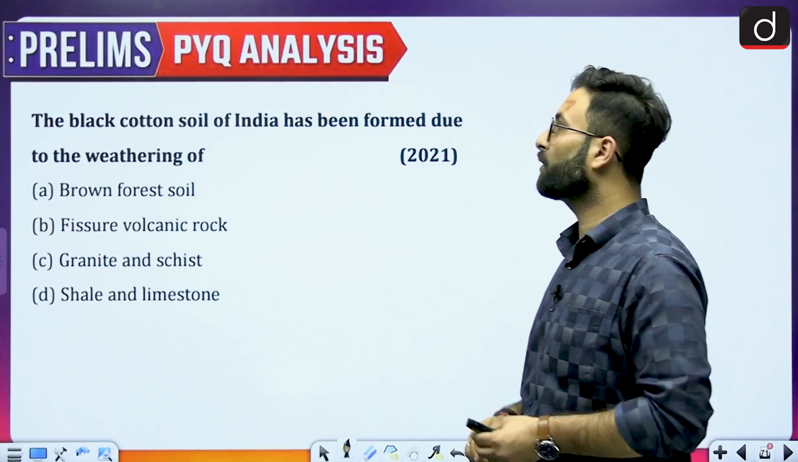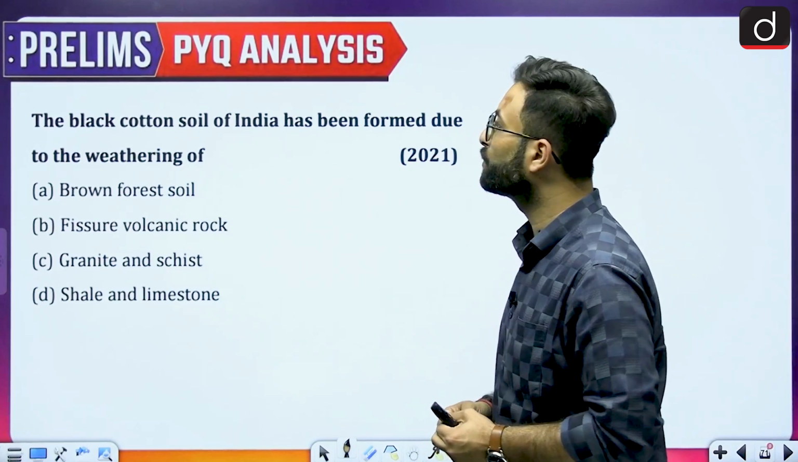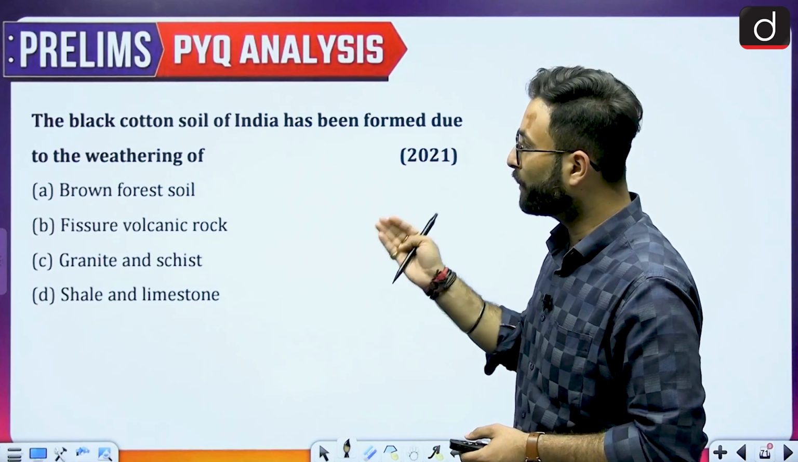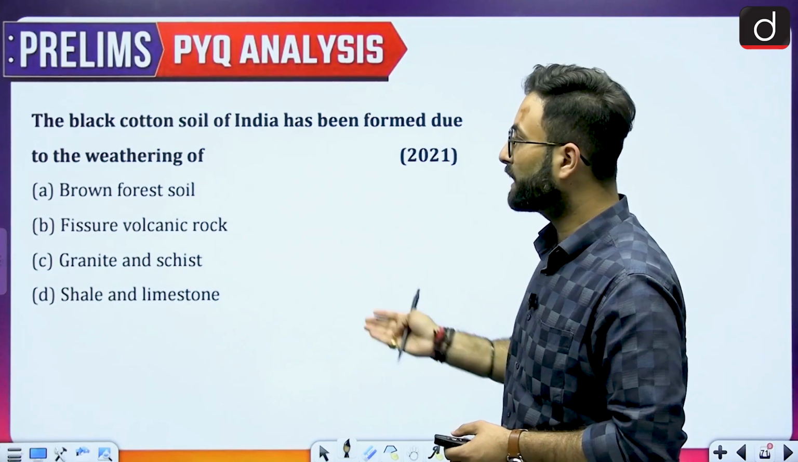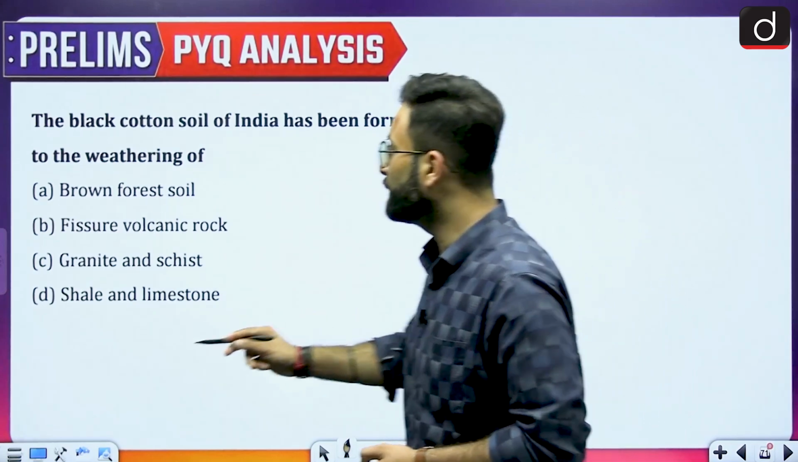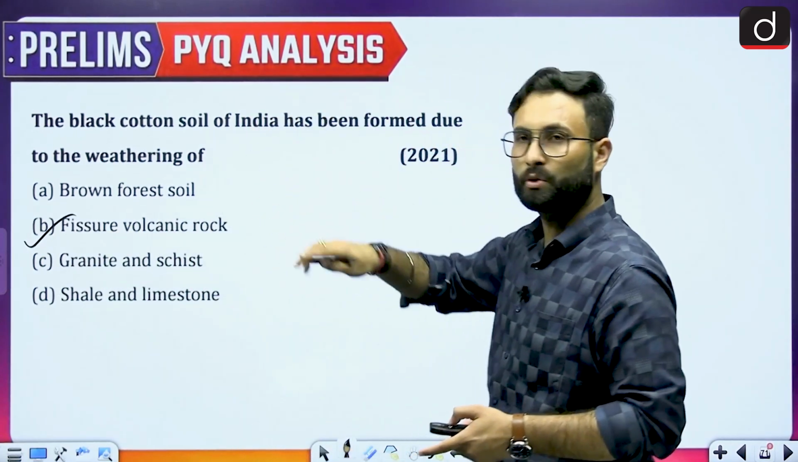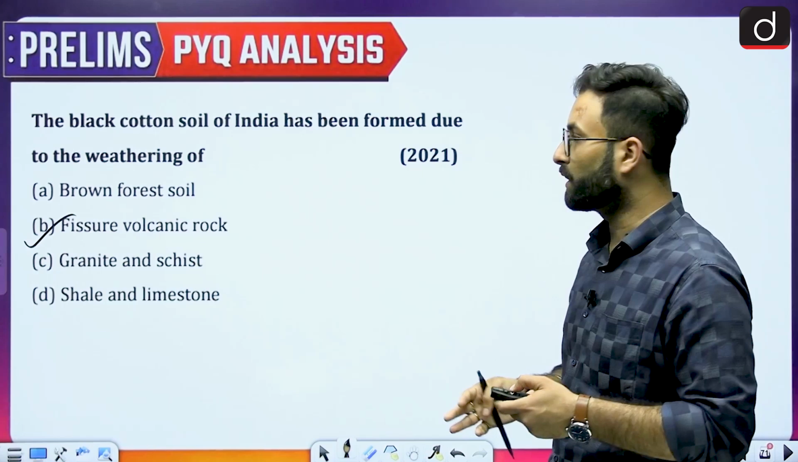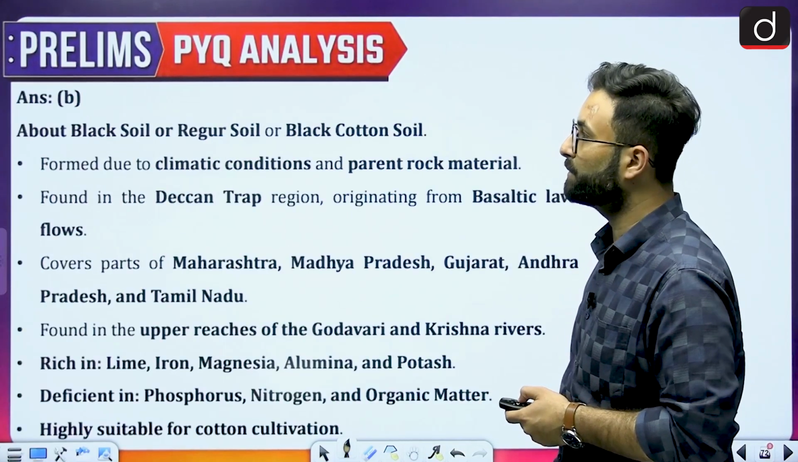Coming to the next one, black cotton soil of India has been formed due to the weathering of brown forest soil, fissure volcanic rocks, granite and schist, and shale and limestone. So option B is your right answer. When we talk about the Deccan Plateau, you know that the origin is basically volcanic in nature. So fissure volcanic rocks, option B is your right answer.